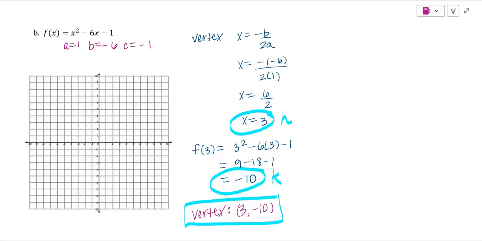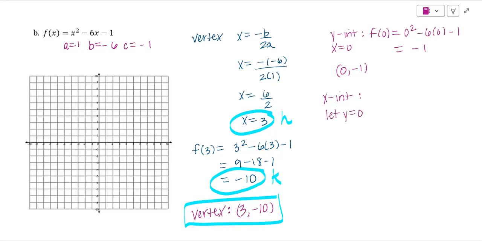Let's find our y-intercept first. So our y-intercept is going to be when we let x equal 0. So we'll have 0 squared minus 6 times 0 minus 1. So it looks like we're getting negative 1 as our y-intercept. And then for our x-intercept, we want to let y equal 0.